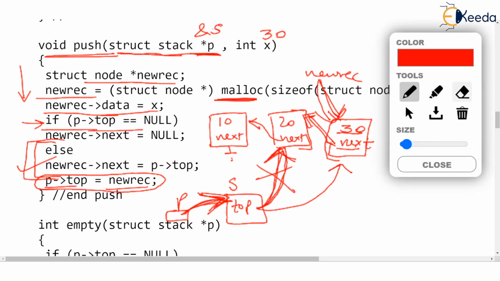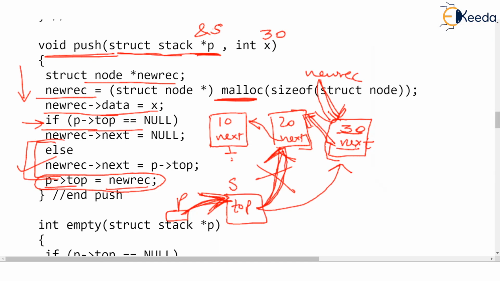That will end the push function. What do you say? That's the last line, isn't it? It will end the push function. And observe that we are having a perfect stack where top of the stack is pointing to 30, 30's next is pointing to 20, 20's next is pointing to 10, and 10's next is null. By the way, you know that newrec will be deleted before you return to main, and p will be deleted. That's the stack that we have created.